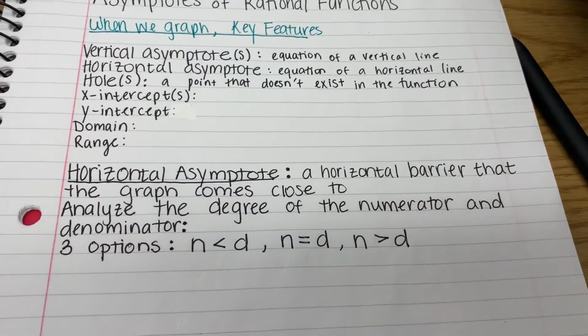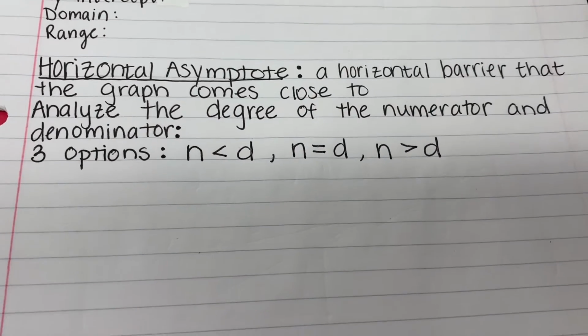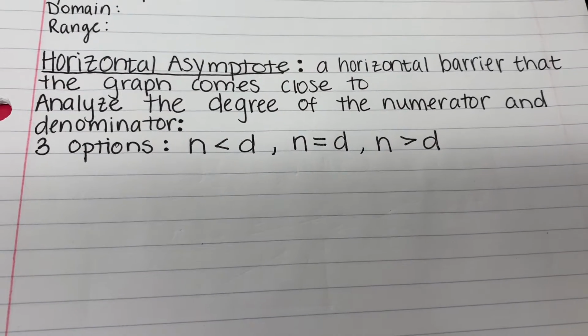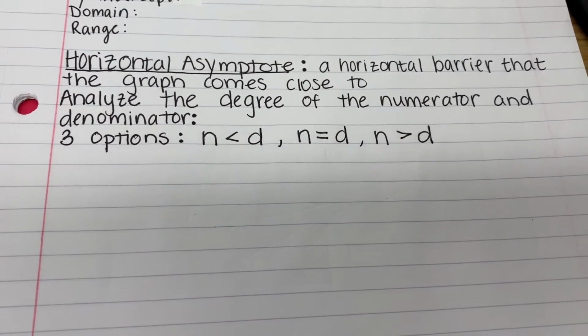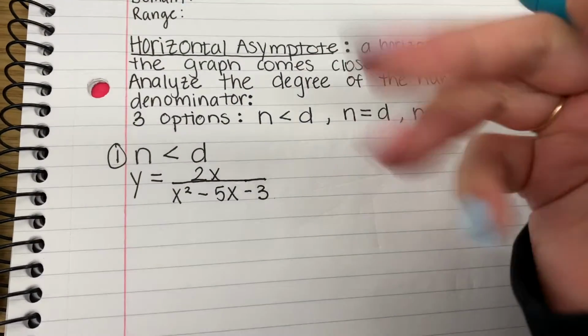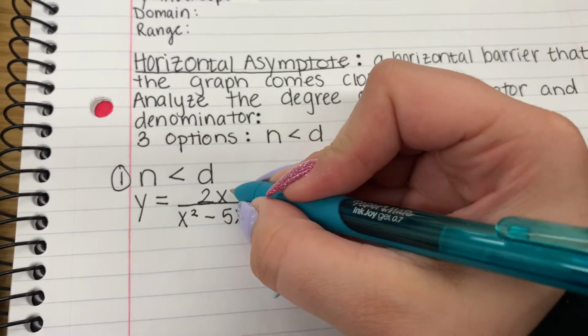So first we're going to talk about how to find the horizontal asymptote, that horizontal barrier that the graph is coming really close to. To find your horizontal asymptote, you're going to analyze the degree of the numerator and the denominator. And you've got 3 separate options. The first option that we're going to talk about is when the degree of the numerator is smaller than, less than, the degree of the denominator.